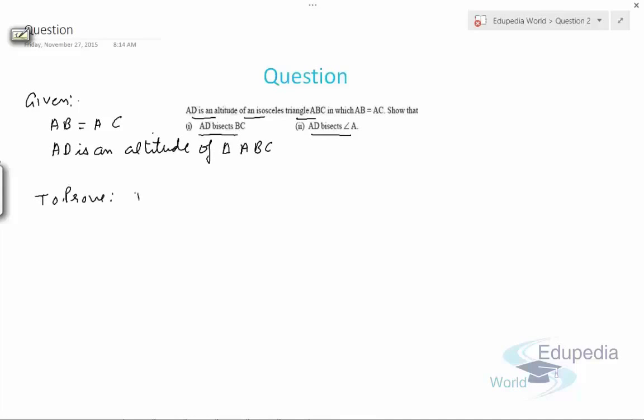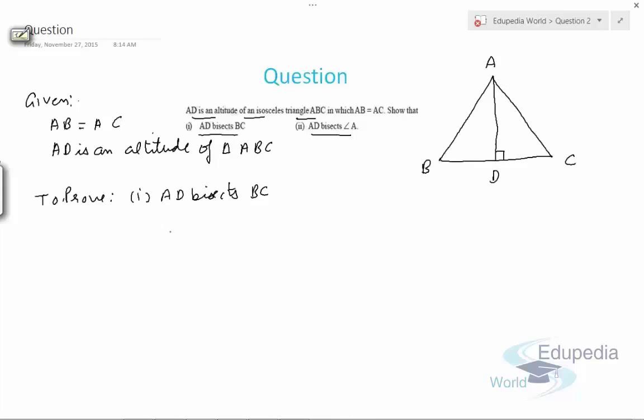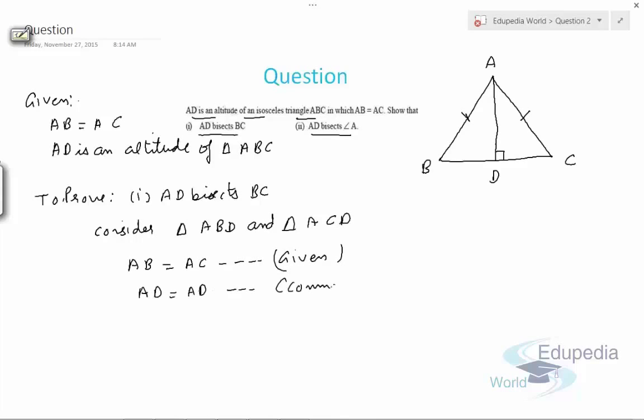Now let's see how we can do this. The first part is to prove AD bisects BC. Let's first draw the diagram: we have triangle ABC and AD is an altitude, and it's given AB equals AC. Consider triangle ABD and triangle ACD. Now in these, it's given AB equals AC, and AD equals AD, common side, and since AD is an altitude, each angle is 90 degrees. So angle ADB equals angle ADC, each 90 degrees.